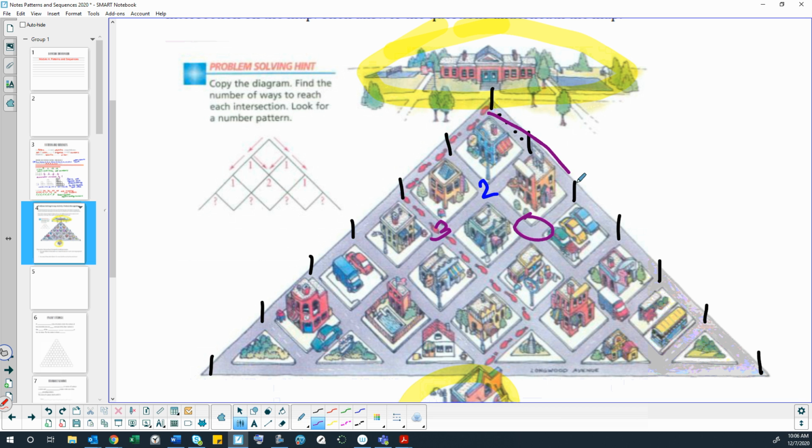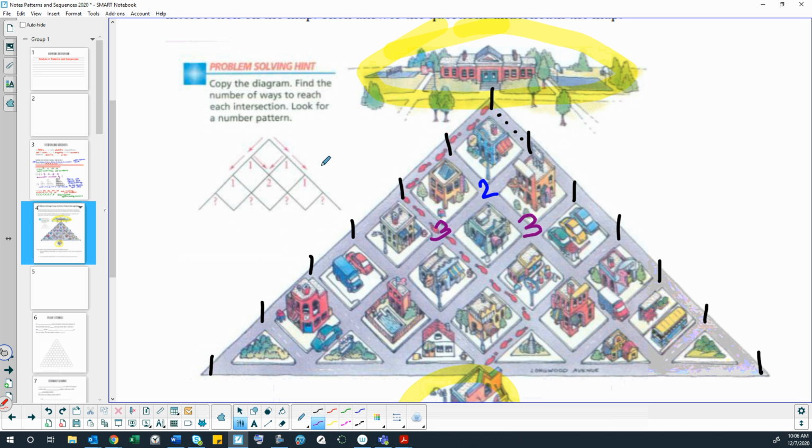We could go here, or here, or here. How many different ways to get there? Again, it was 3. So 3 different ways to get to this corner, right? Do you see this little thing here that's showing you this pattern that we're creating?